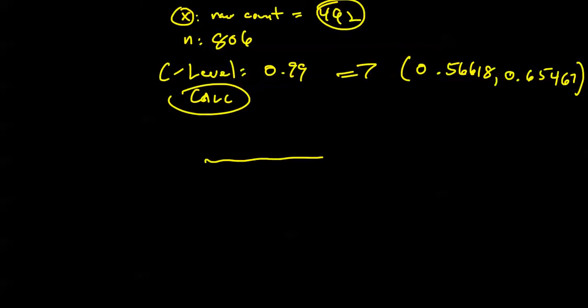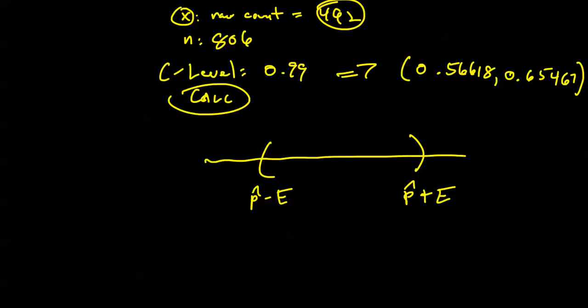Now remember, this is kind of an umbrella that we're hoping will contain P, the population proportion of people who indeed choose the window seat as their favorite seat. So 0.56618 is the lower bound for this interval.